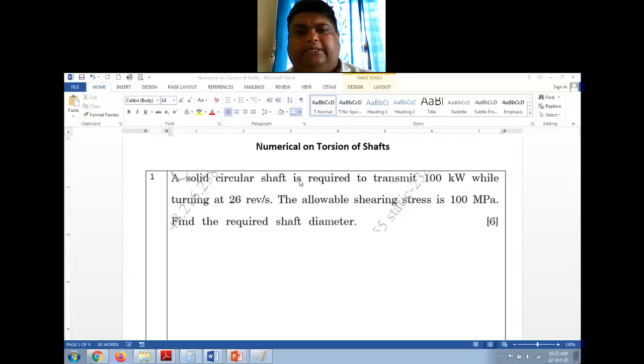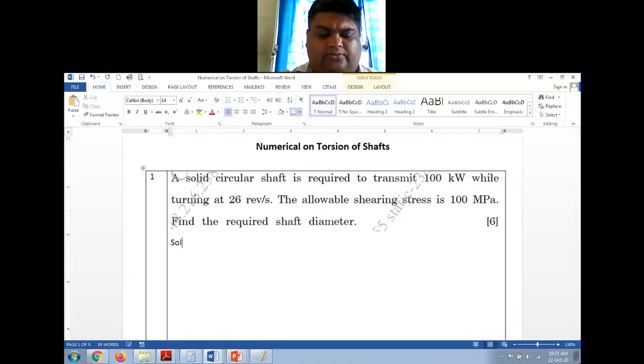A solid circular shaft is required to transmit 100 kilowatt while turning at 26 revolutions per second. The allowable shearing stress is 100 megapascal. Find the required shaft diameter. Right, so this is the question that is given. Let us try to find the solution.